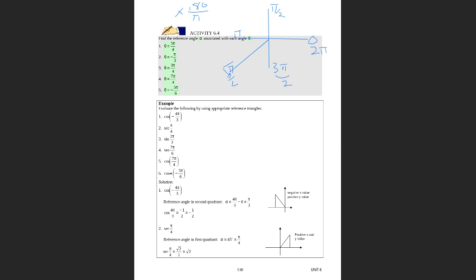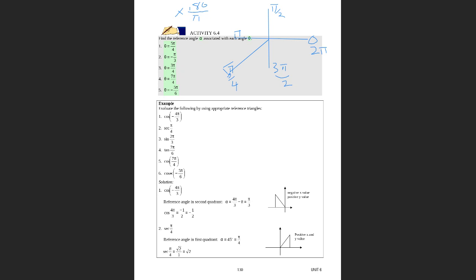Any questions here before we go on? Any questions on why it's in the third quadrant, 5 pi over 4? No. Okay, good. So we can go on.